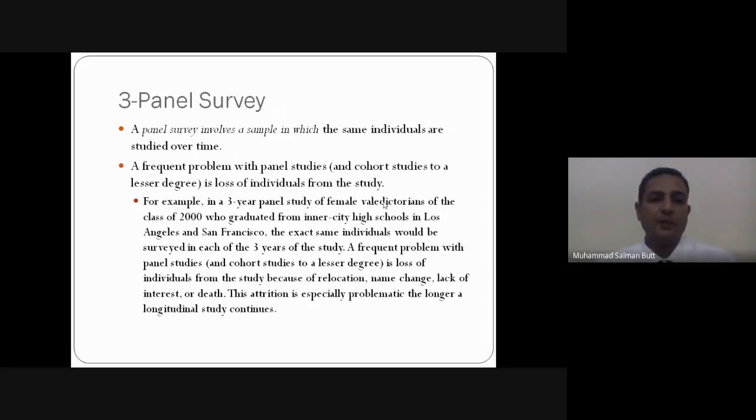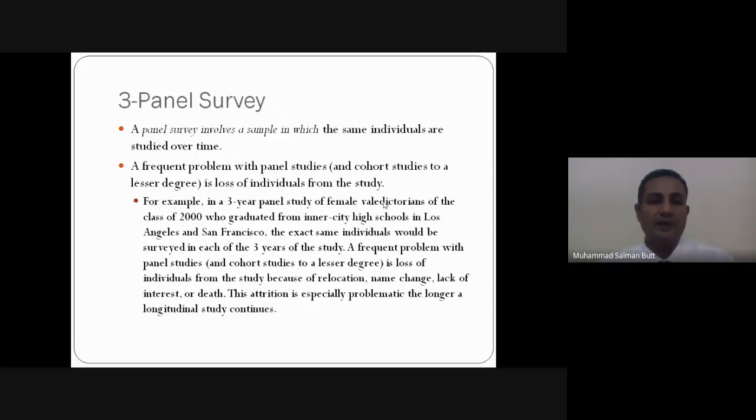And the example in your book is given for a 3-year panel survey of, again, the female valedictorians of class 2000 who graduated from inner city schools in Los Angeles and San Francisco. The exact same individuals would be surveyed in each of the 3 years of the study. A frequent problem with the panel survey, and the cohort survey to a lesser degree, is loss of individuals from the study because of relocation, name change, lack of interest, or death. This attrition is especially problematic the longer a longitudinal survey study is continuing.